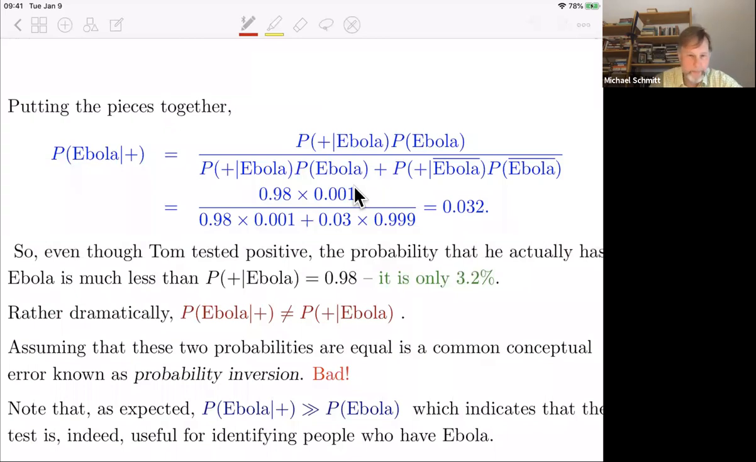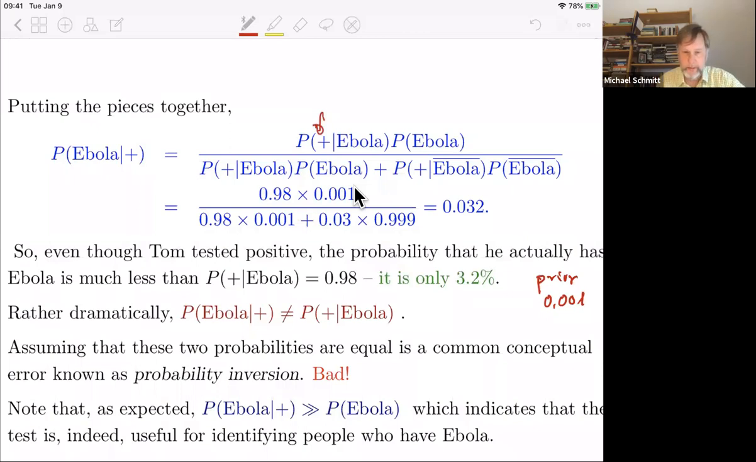Okay, so should he be happy? What do you think? Do you think he should be happy? 3.2% is a small number, right? So maybe you say, this test stinks because he got a positive value, but actually the chance he has Ebola is only 3.2%. So it's a lousy test. But that's wrong, okay? Because the test told you something. The prior probability was 0.001, was 0.1%, right? And that jumped up to 3.2% as a consequence of the information that the test came out positive.